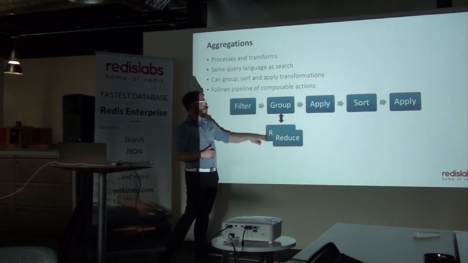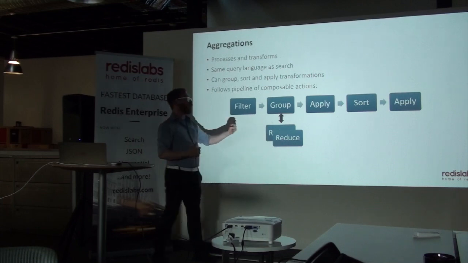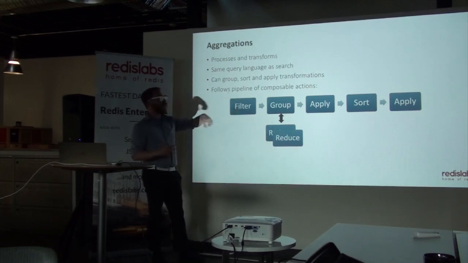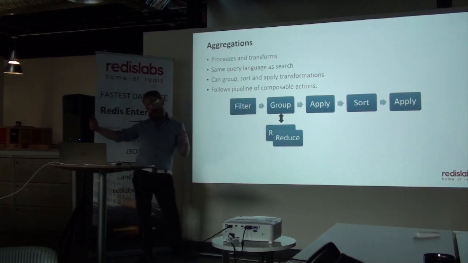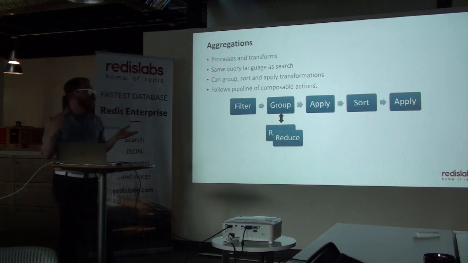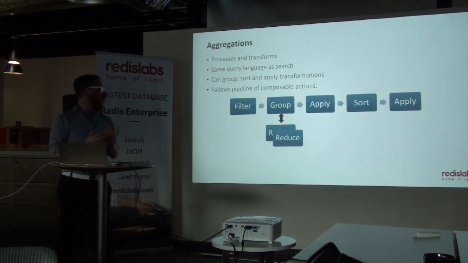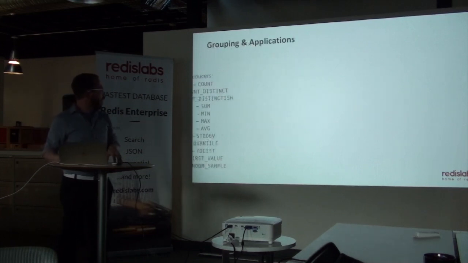Group by can have different reducers inside of it. It can have multiple reducers. You can apply different things which will transform. You can sort, and you can see we have apply twice. So you can create these big, long pipelines of different transforms. You can do some crazy stuff with it. So I'll give you a couple examples of it, or maybe just one nice big example here in a second.